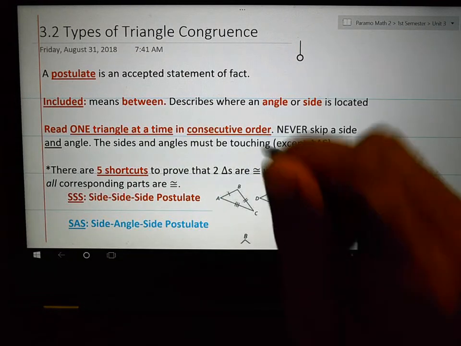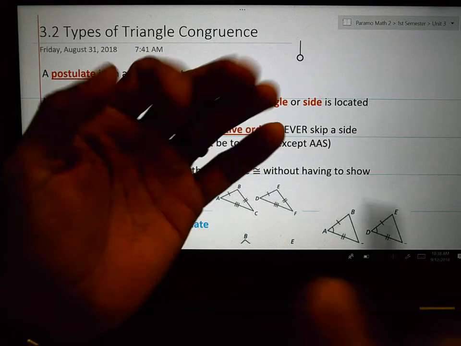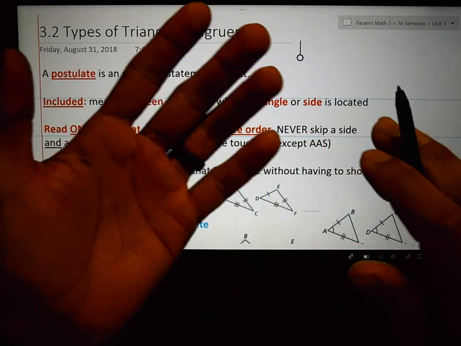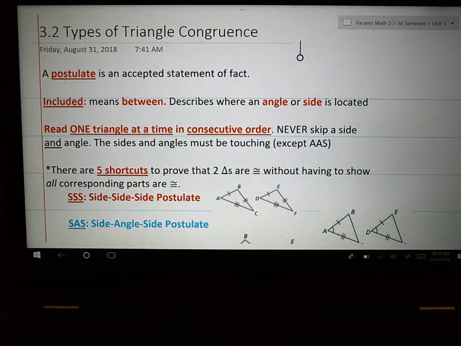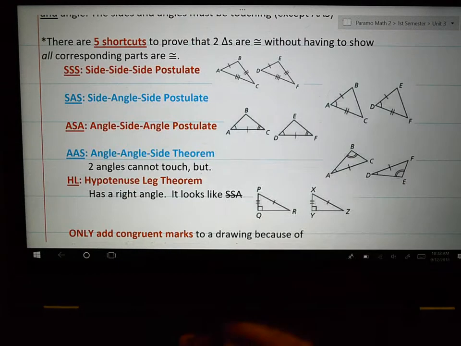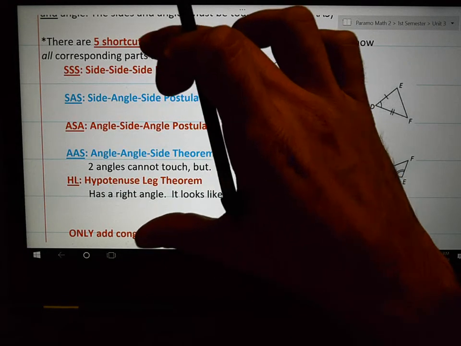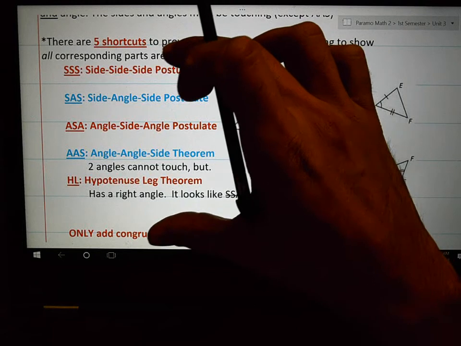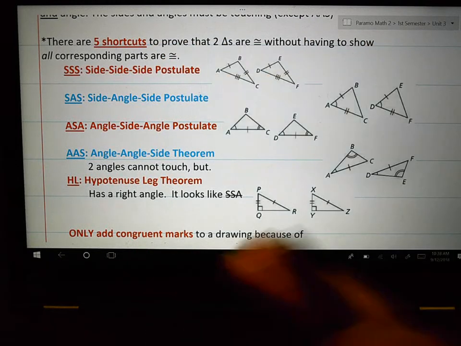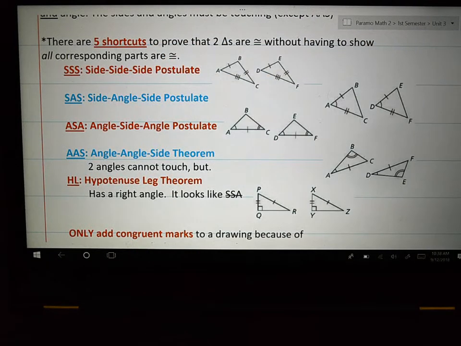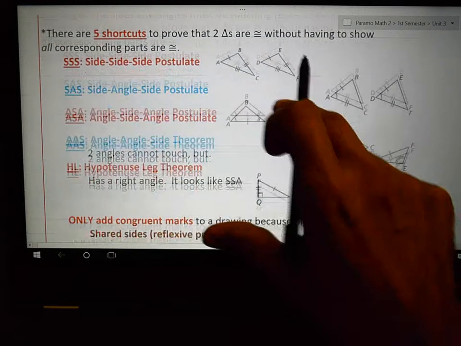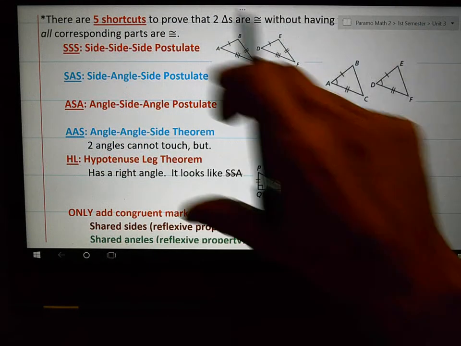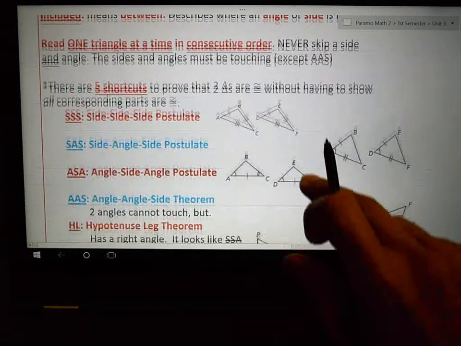In section 1, you had to know that all the sides were the same and all the angles were the same in order for them to be congruent. In this section, we're going to learn 5 shortcuts that we can use to prove that two triangles are congruent to each other. But before we get to these 5 shortcuts, this is the main idea of the whole thing, by the way. This will be the main idea.